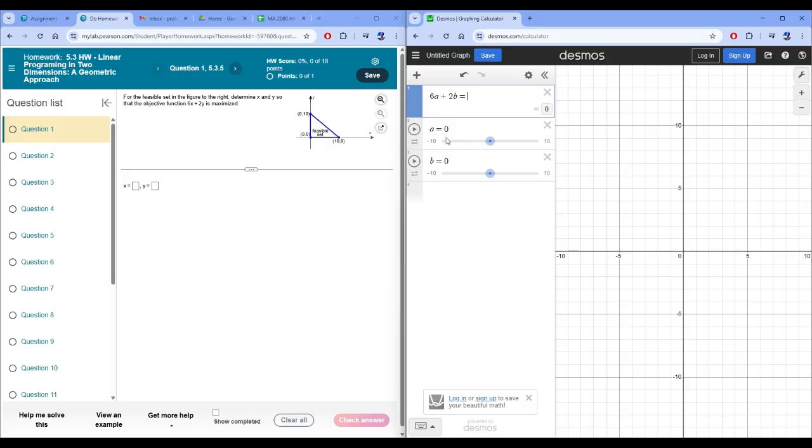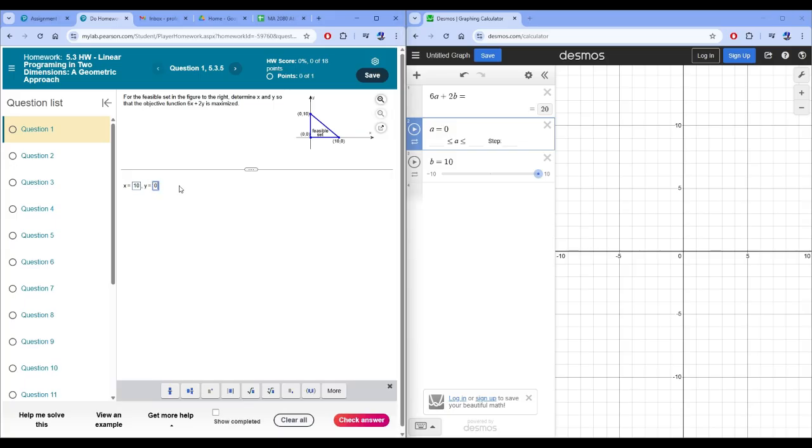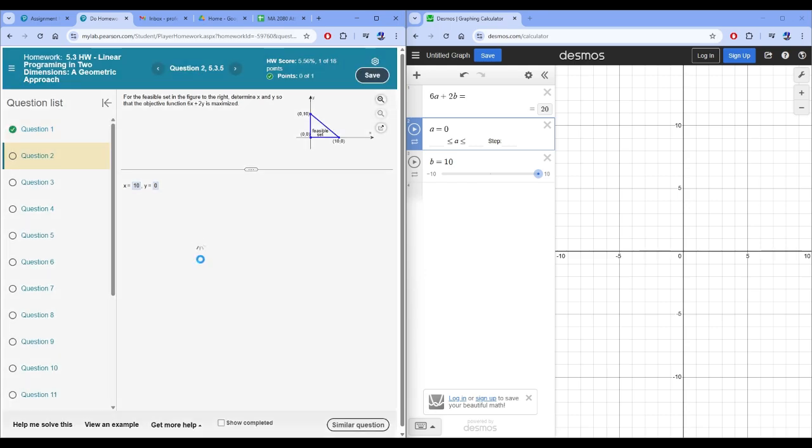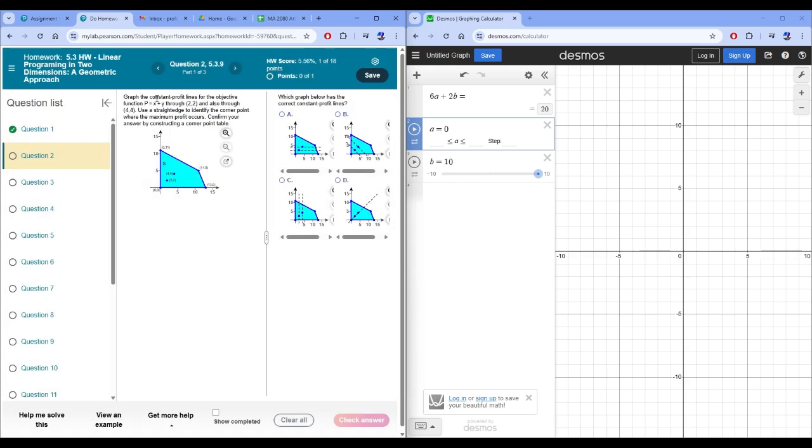I'm going to use (10, 0), and that gives me 60, and then obviously I'm going to use (0, 10), and that gives me 20. So (10, 0) gives me the largest value. Alright, so now here we're going to construct the profit lines.